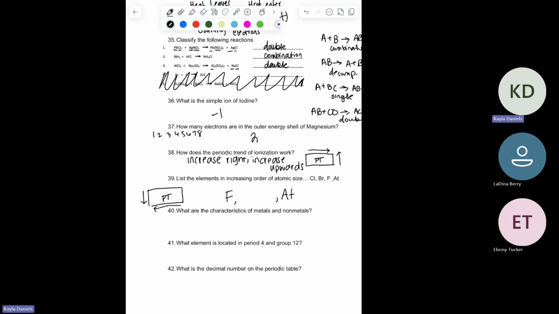Yes, so from all these elements that I listed, At is closest to the bottom. Then it goes Br, and then Cl, and then fluorine is closest to the top, which would be smaller in terms of trends.